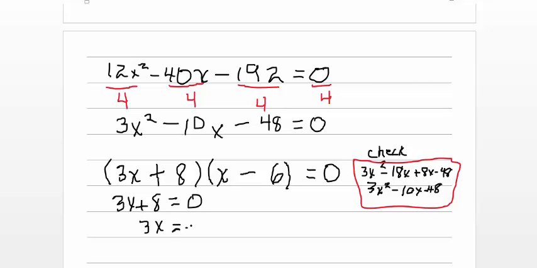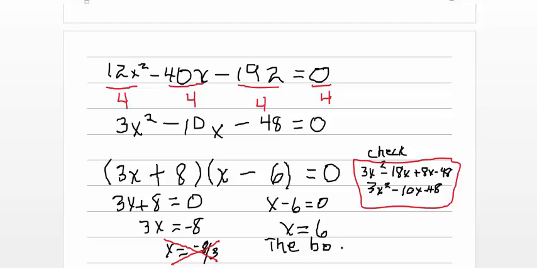I set each factor containing the variable equal to 0. I get x equals negative 8/3, which is not applicable since the boat's rate is not going to be negative. And x minus 6 equals 0 gives me x equals 6. That is totally applicable. The boat speed in still water is 6 miles per hour.